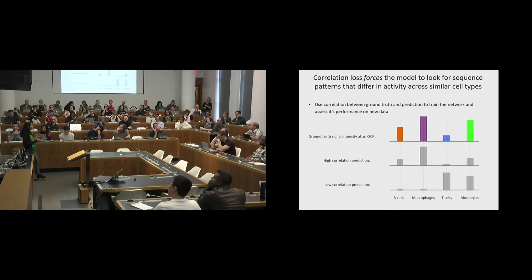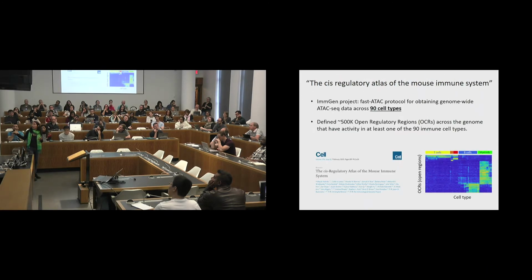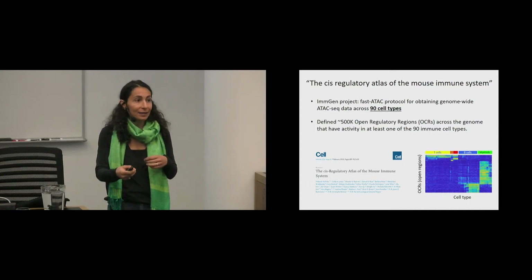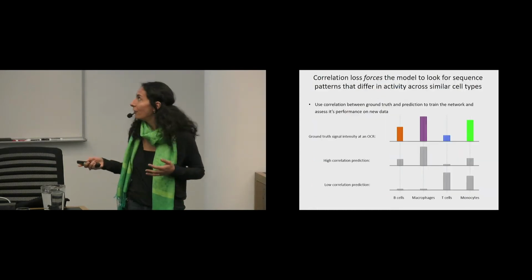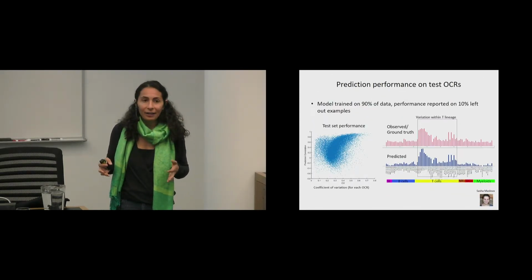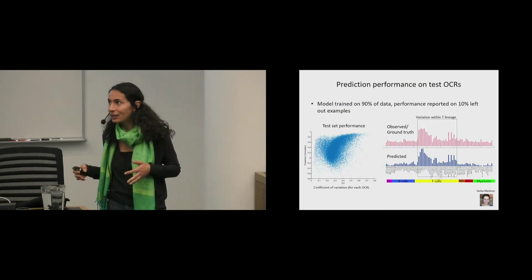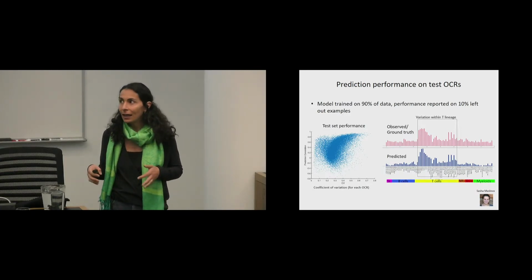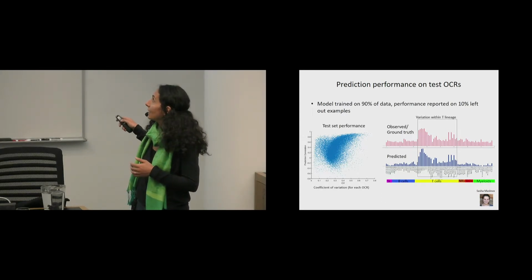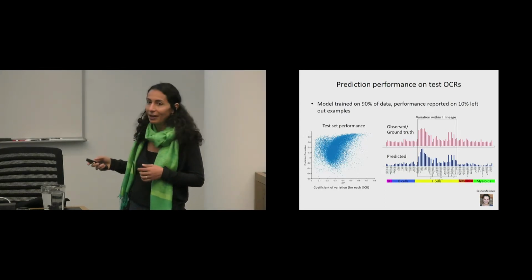And correlation works really well because we actually have a lot of structure in the data. So what we really want is to figure out which cell type an OCR is high in and which cell type it's low in. We care about those fine differences. So we've trained this model with proper cross-validation. We train on 90% of the data, and then we test our performance on our 10% test set. Here I'm just showing you a cherry-picked example.